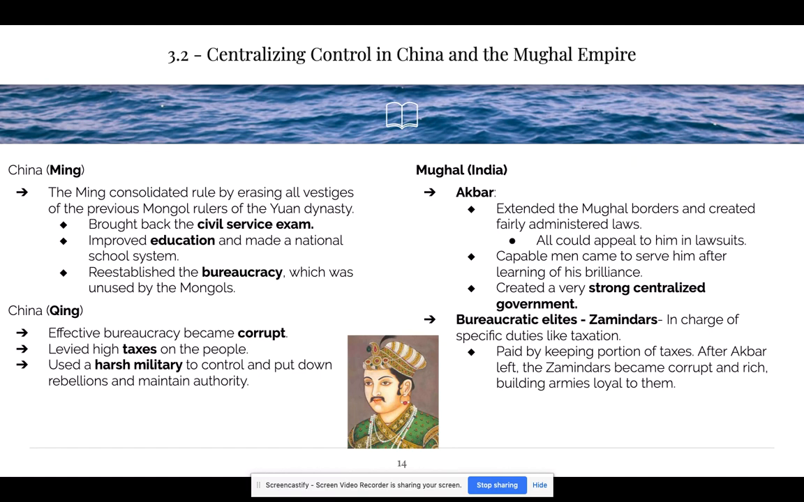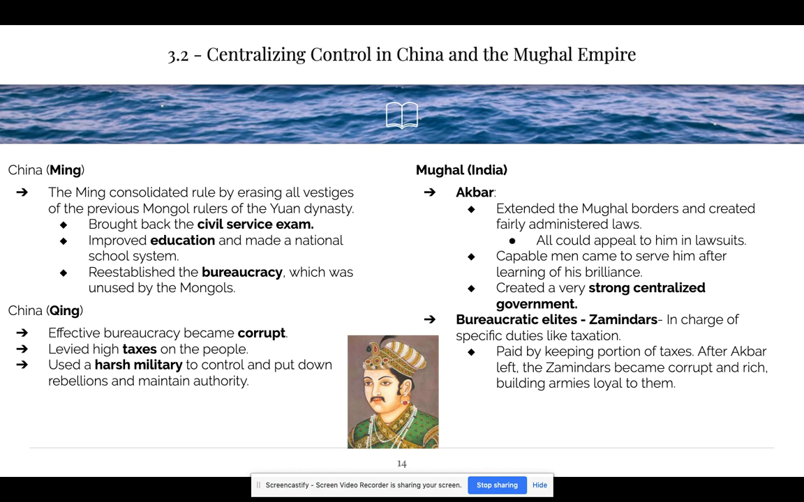The Qing Dynasty, again, that effective bureaucracy becomes corrupt. They levied high taxes on the people. They used taxes as a way to control the populace. That eventually backfires, and had very harsh military control to retain authority over their people.